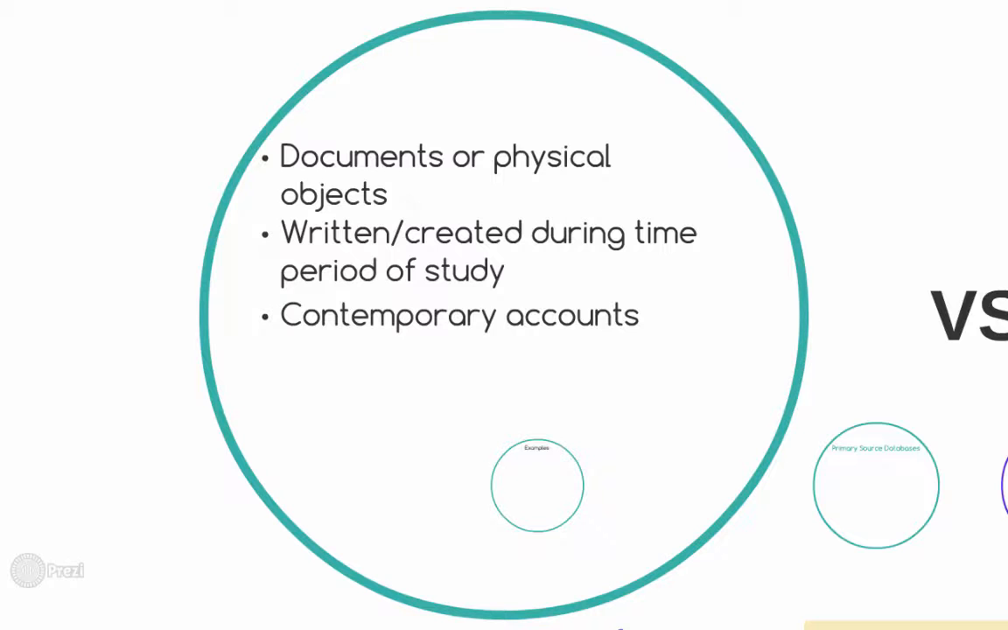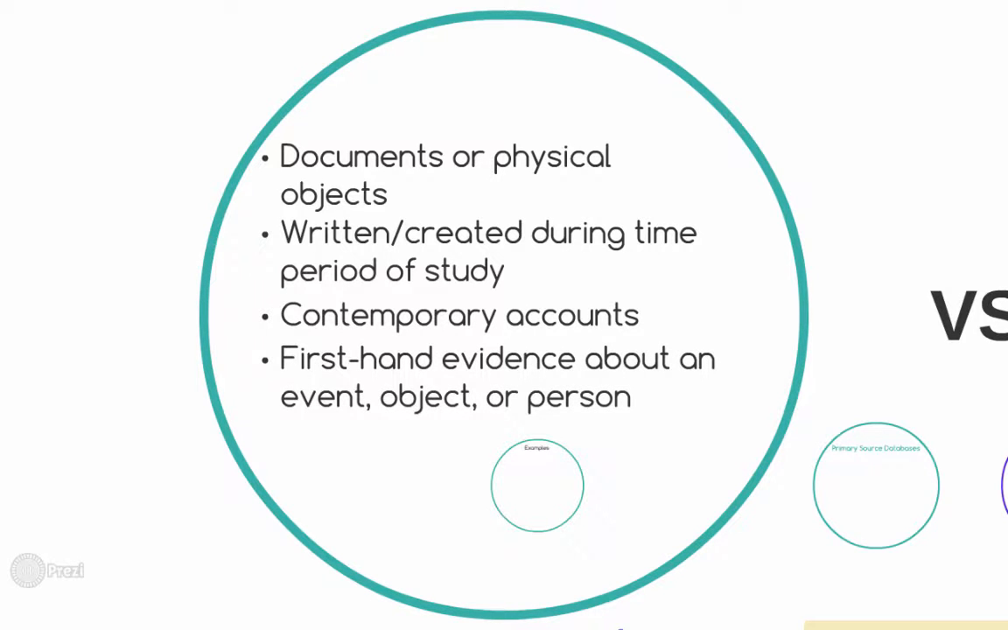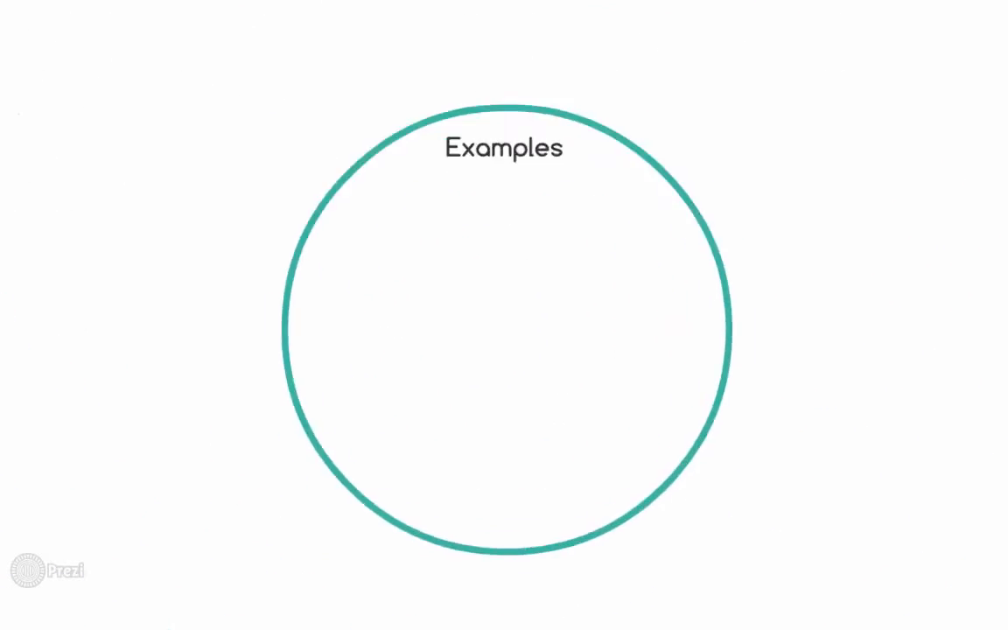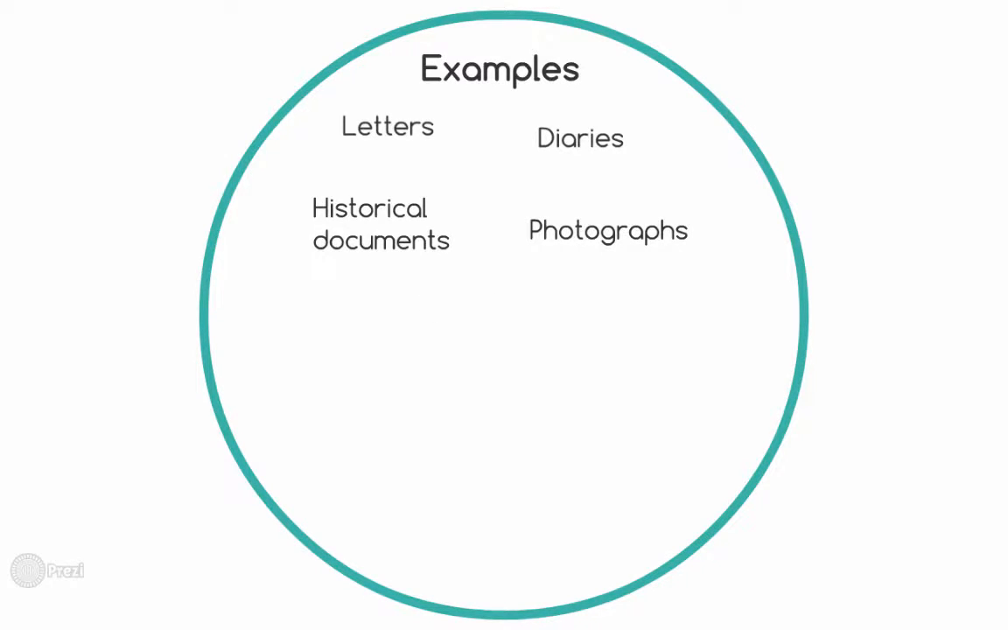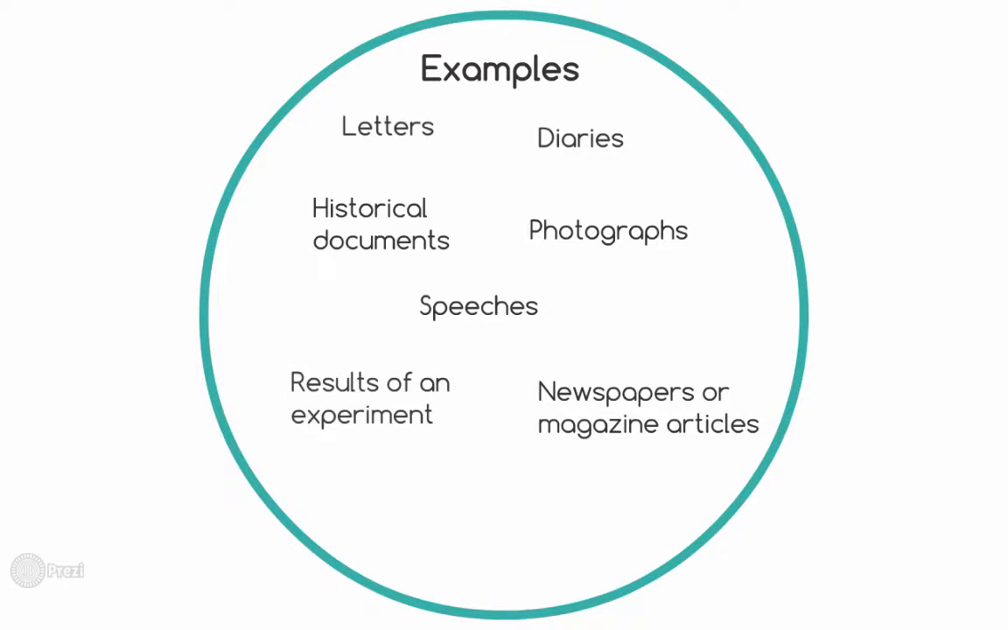Primary sources provide direct or first-hand evidence about an event, object, or person. Some examples of primary sources include letters, diaries, photographs, historical documents, speeches, newspaper or magazine articles that were written soon after the fact, results of an experiment, and statistical data. These are just some examples.